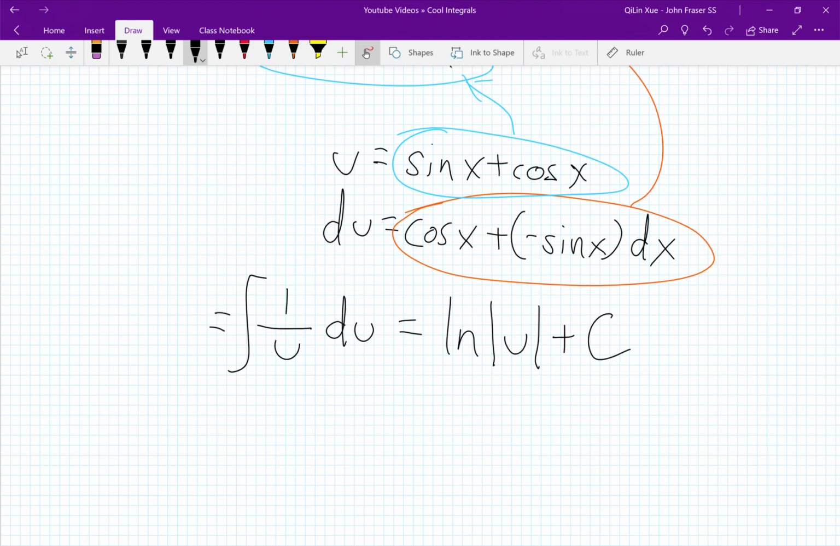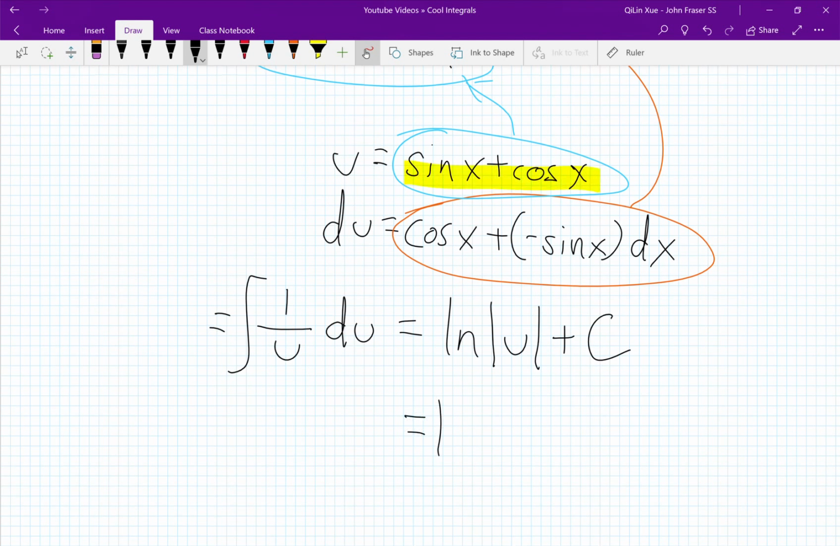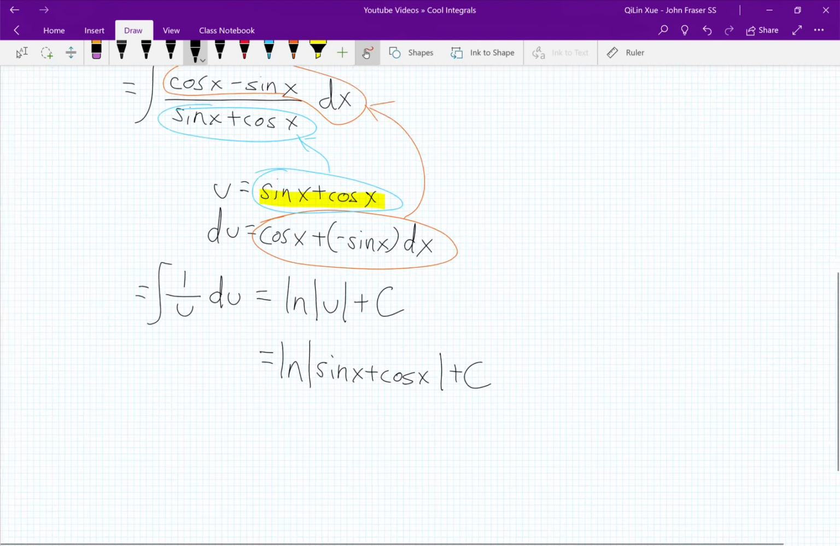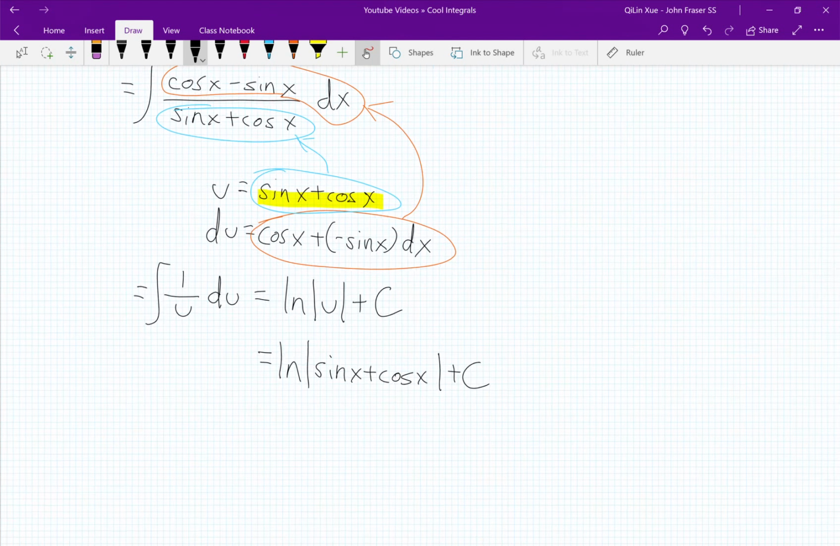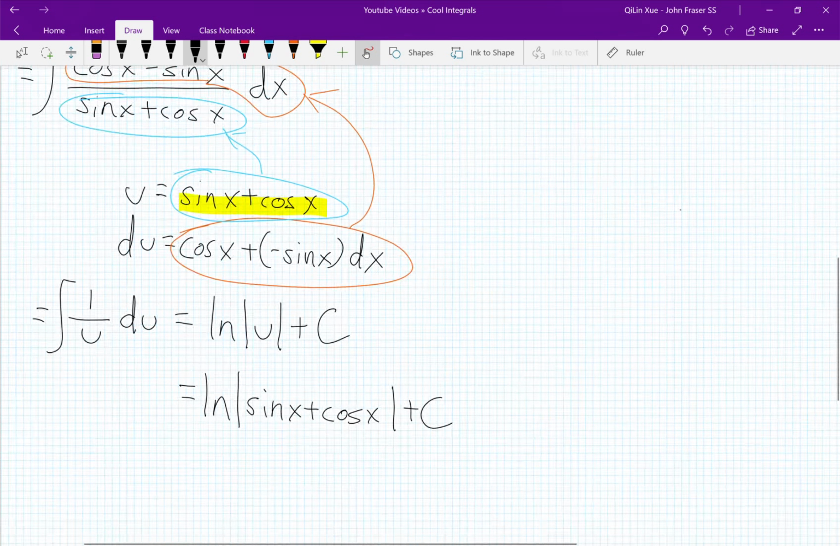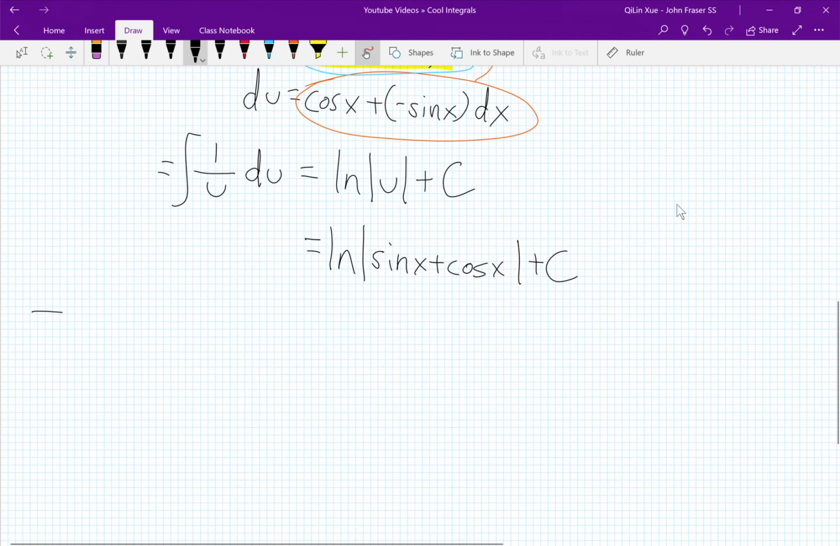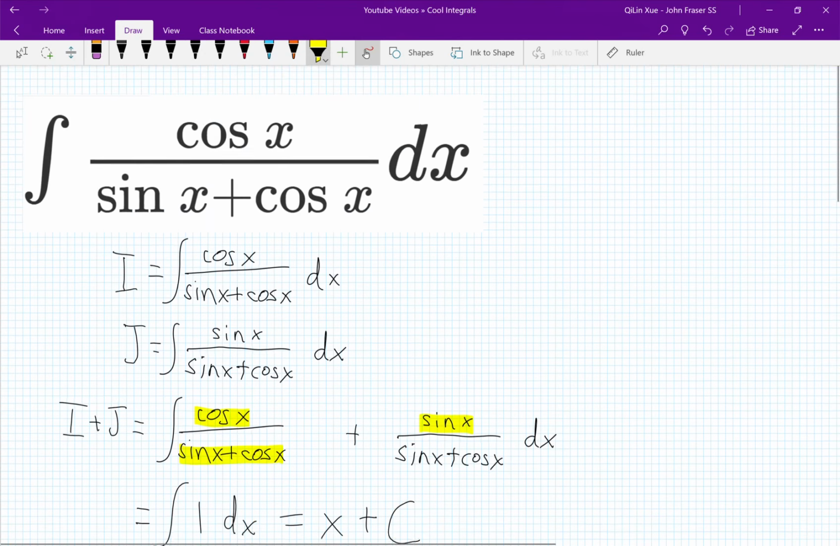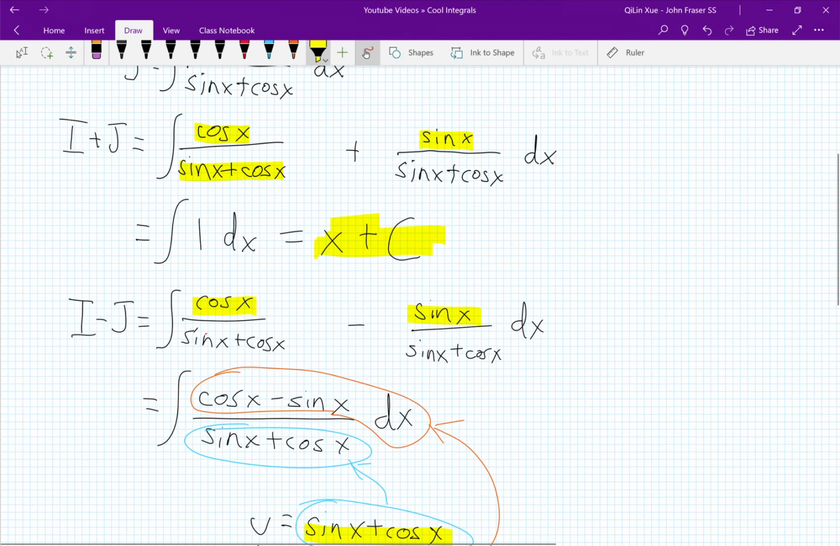And we can substitute u with what we originally have here to finalize this. So it's equal to the natural log of the absolute value of sine of x plus cosine of x plus c. So now we have I plus J and I minus J. Let's combine everything together. We have I plus J here, and if you don't remember, I plus J is just equal to x plus c.